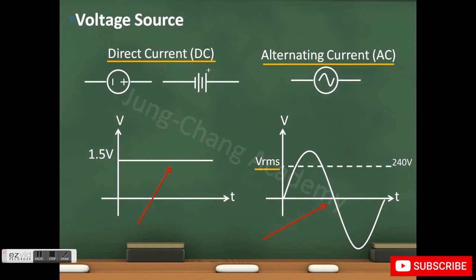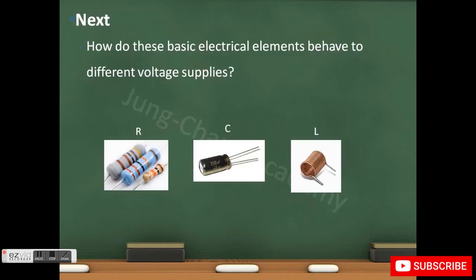Just for your reference, the RMS value can be calculated like this, but in a sinusoidal case, the RMS value is simply the peak value divided by √2. In the next video, we will look at how these basic electric components behave with the different power supplies that we just talked about.